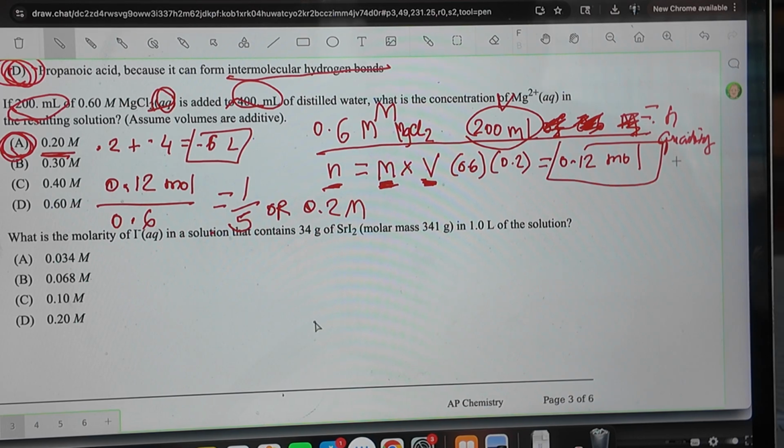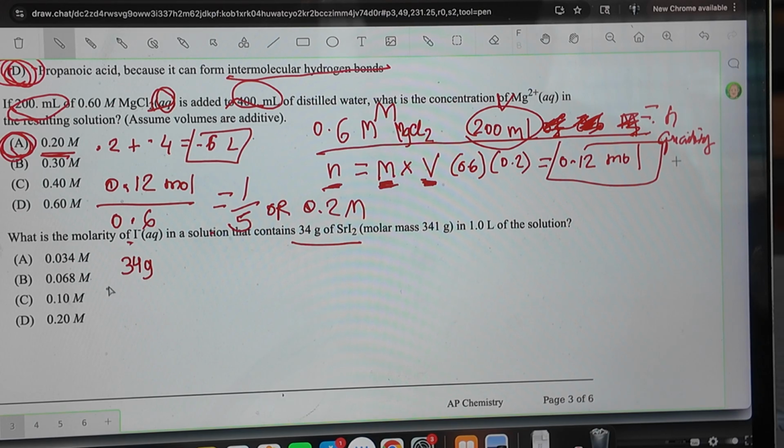Next question. Okay, we're flying right through this. What is the molarity of I minus in a solution that has 34 grams of SrI2 in 1 liter of solution? So this is probably the easiest question so far. So first you want to figure out how many moles you have. So you have 34 grams, right? So you put 34 grams.